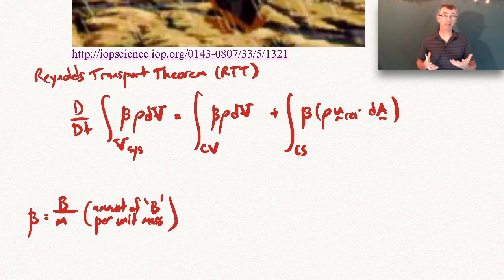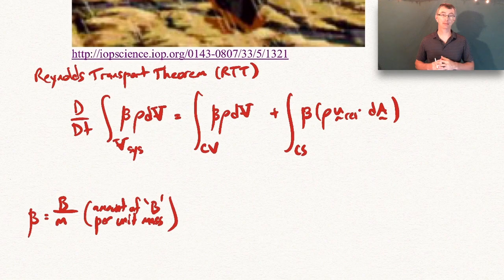So in that case, B would be mass, and beta would be mass per unit mass, which would just be 1, right? Another transportable quantity might be linear momentum. Each fluid particle has some linear momentum, so we could move that linear momentum around. So in that case, B would be the linear momentum, mass times velocity, and beta would be linear momentum per unit mass, which would just be velocity.